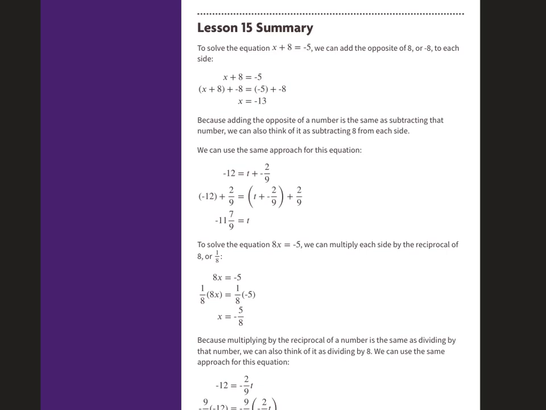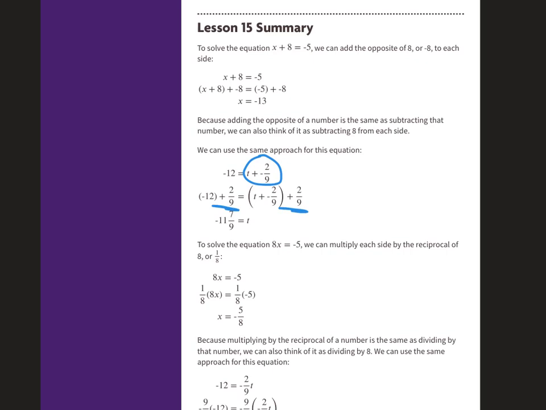So we have -12 equals t plus -2/9. So the -2/9 is the number we need to get rid of because it's on the same side of the equal sign as the t. So to get rid of a -2/9, we're going to add 2/9 to both sides. So -12 plus 2/9 is -11 and 7/9.